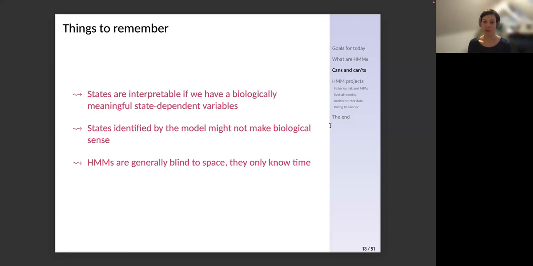Another thing to remember is that often we're using spatial data to fit HMMs, but HMMs are time series models. They don't know anything about space. There's nothing spatial in the standard HMM. They can't be used to make any inferences about space.